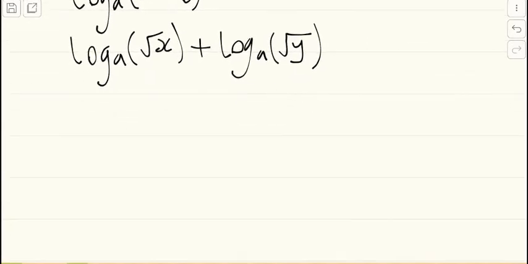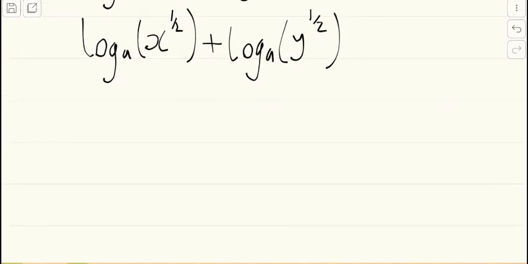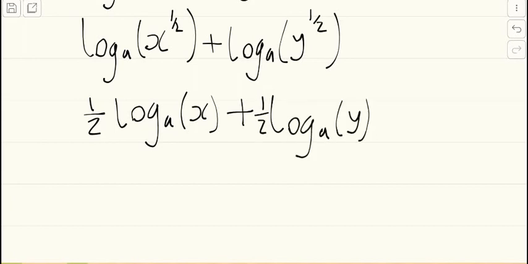Okay, and then again we use our laws of indices to rewrite the square roots as powers of halves. So log to the base a of x to the half plus log to the base a of y to the half, and then that becomes a half log to the base a of x plus a half log to the base a of y.